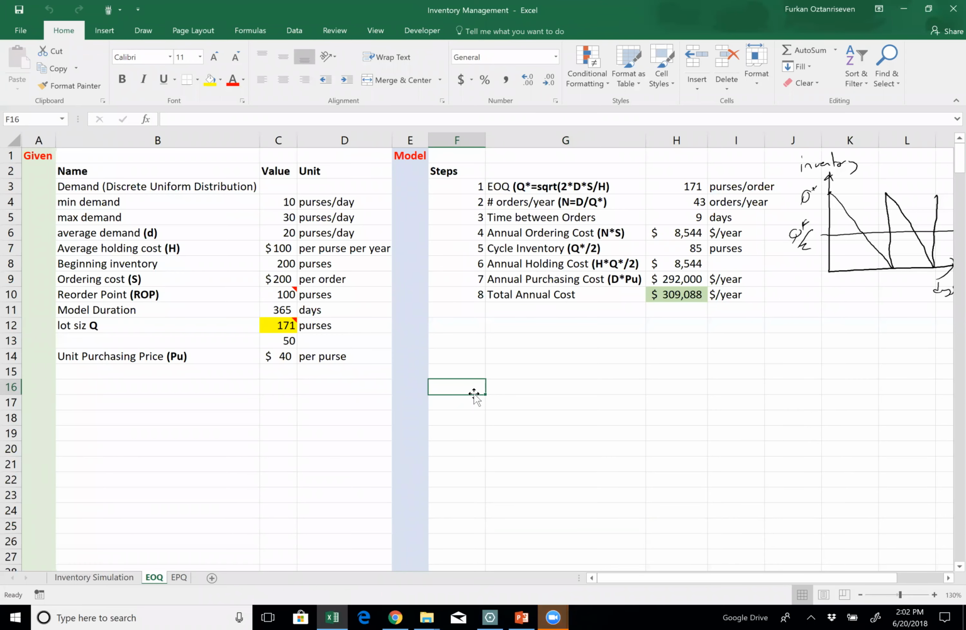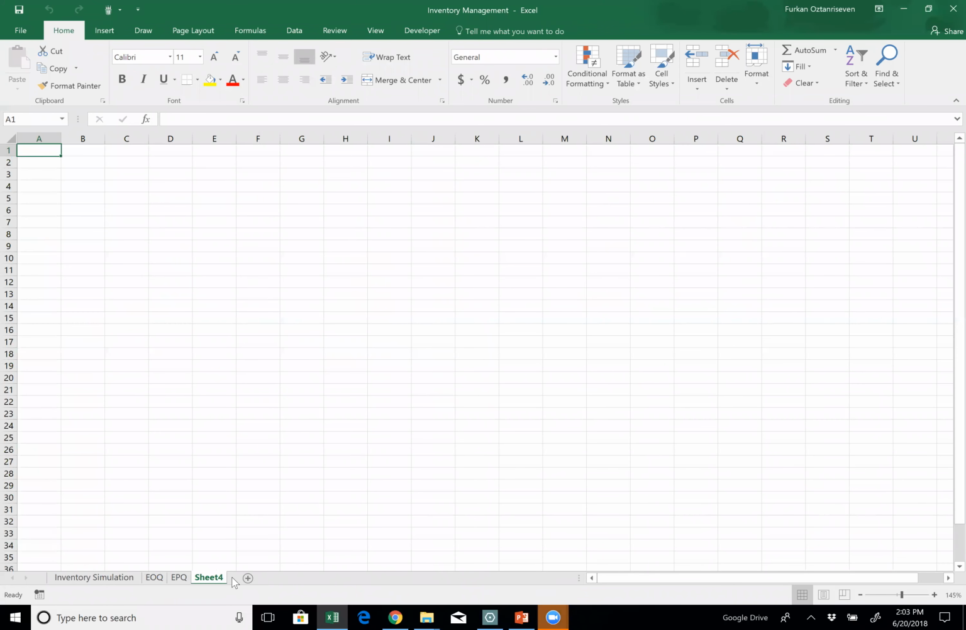Today I will be talking about quantity discount models. In these models, it's very similar to EOQ models.